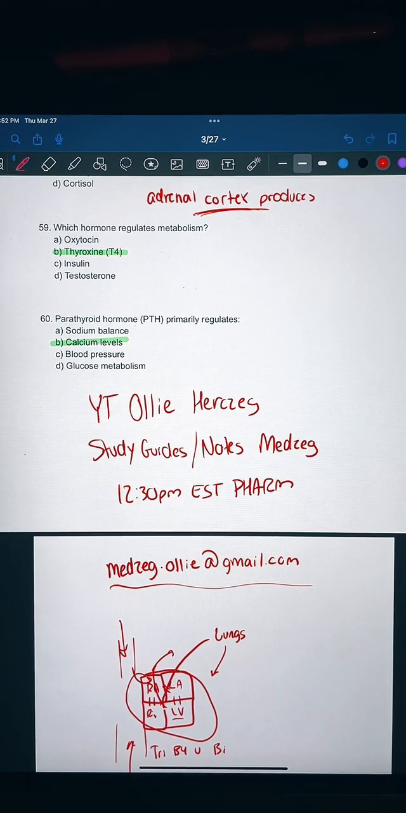This is good for radiology. Yes, for the anatomy and physiology portion. Yes, thank you. I'll be back every live I can.